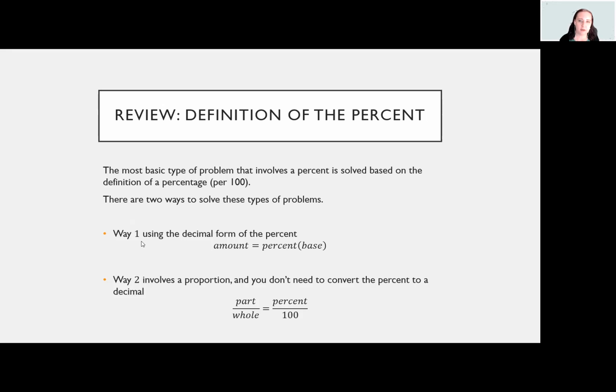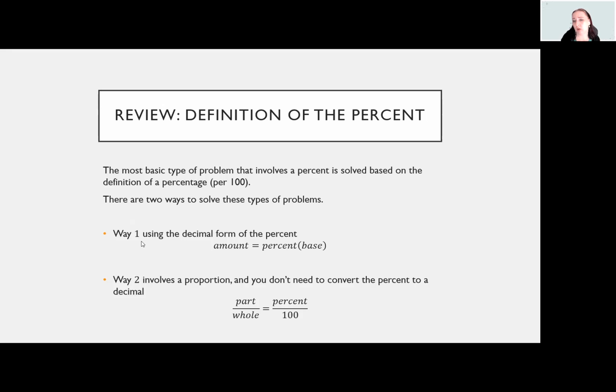So when we're solving problems with percentages, there are two general ways that you can solve these types of problems. The first way, which is actually the way that the textbook uses, is that you have some amount and then it's equal to the percent times what they call the base. And when you use that formula, whatever you use for the percent, you have to convert it to a decimal first. So you have to divide it by 100.